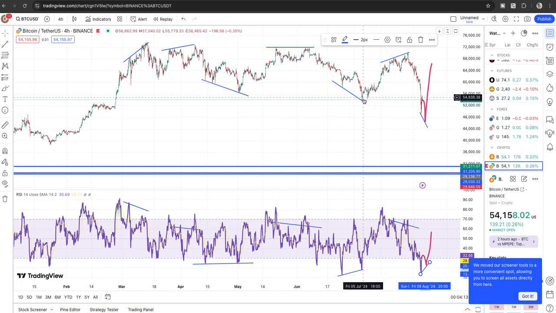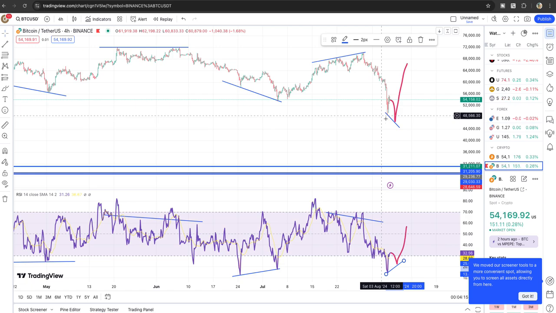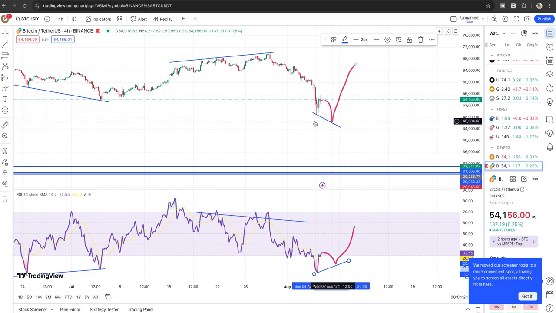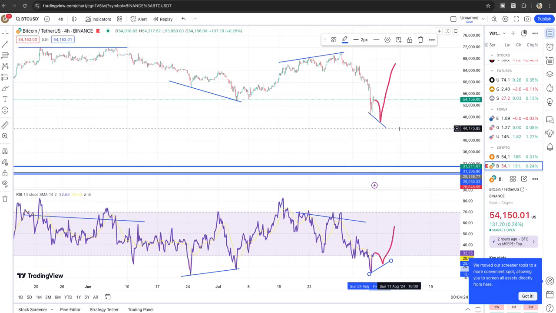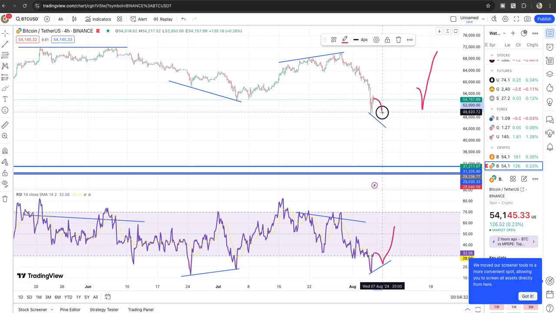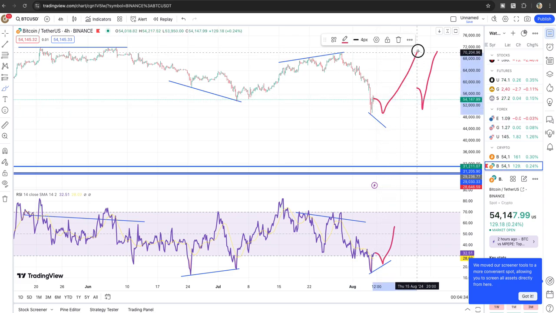So I hope you understand what is happening here, how RSI and divergence help me identify the Bitcoin top and bottom. It might not be something like this; something like this can also happen. This type of double bottom forming can also happen. So that's the way you can identify Bitcoin tops and bottoms in simple ways.